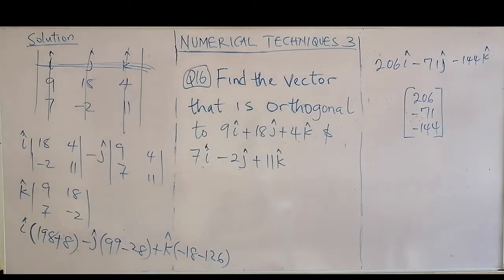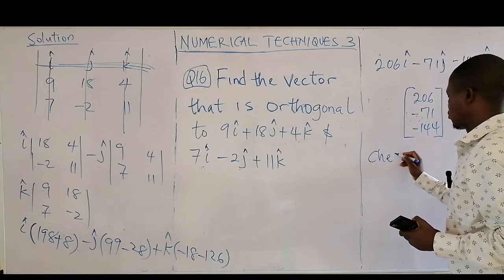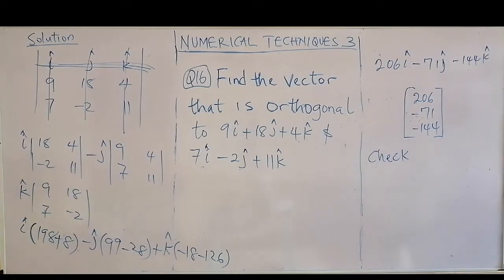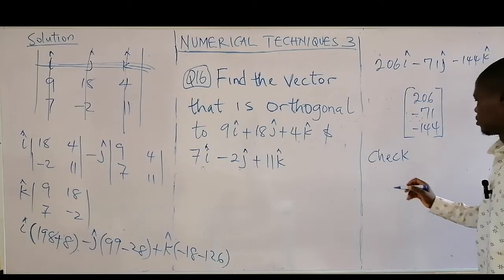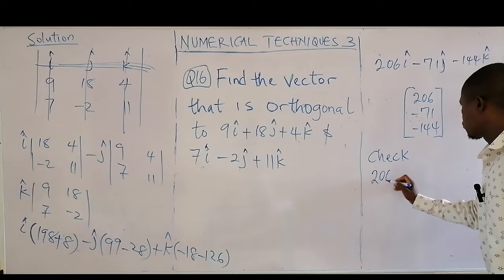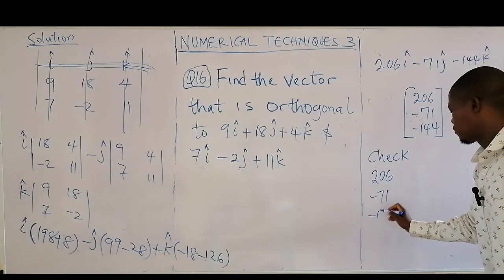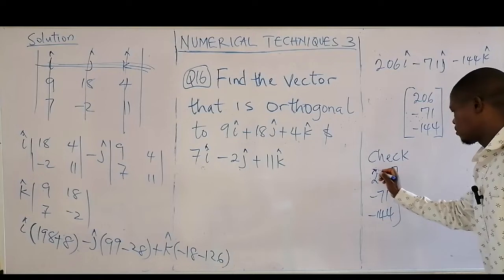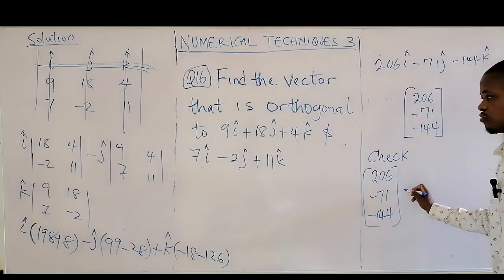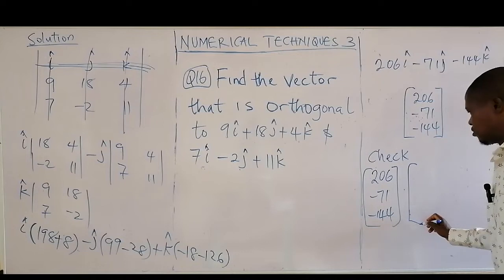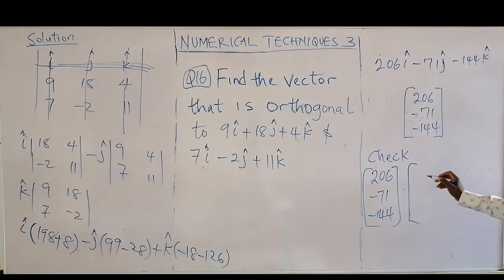You can also check whether you are right or not. How do you check? Very simple. Take 206, minus 71, minus 144 and do the dot product of your answer with each of those vectors, which is 9, 18, 4. If you do the dot product, that will give you 0, and that confirms the orthogonality. I will only do one, that will be 0.